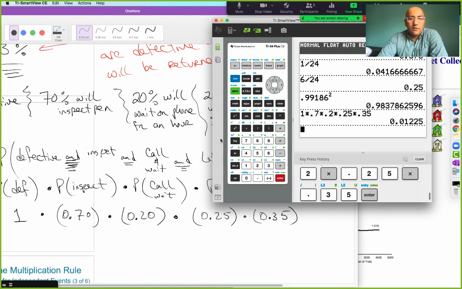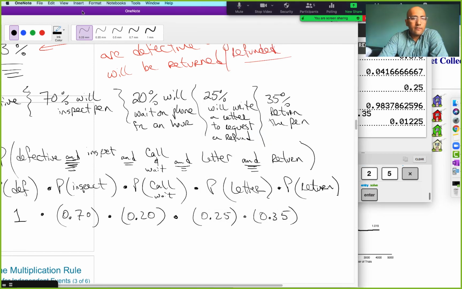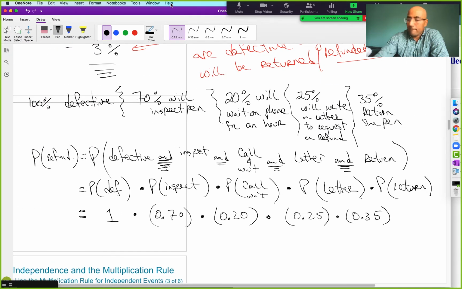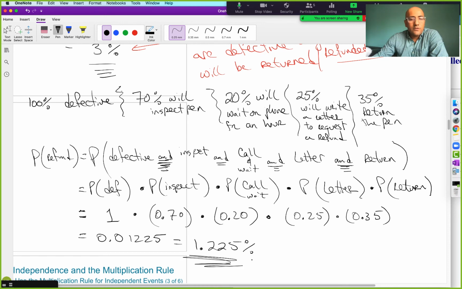Look at that. That turns into 0.01225. That turns into 1.225%. That's really small, right?